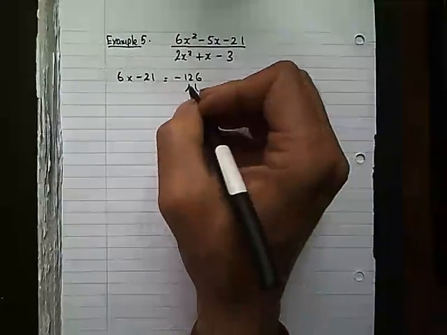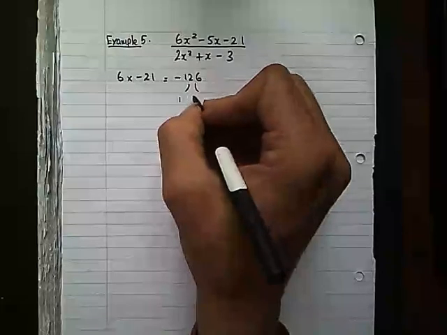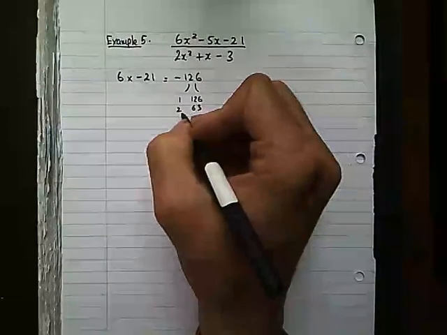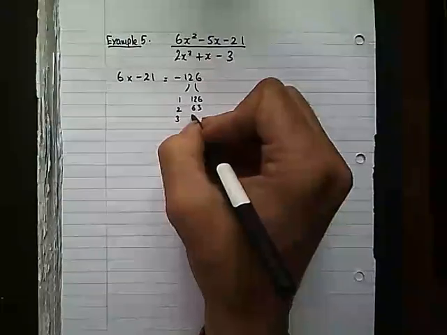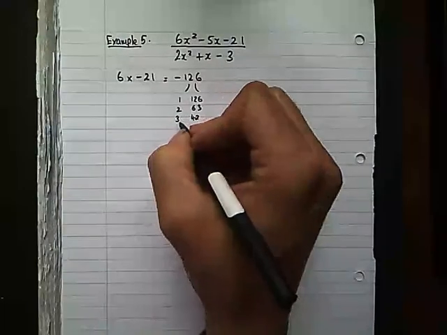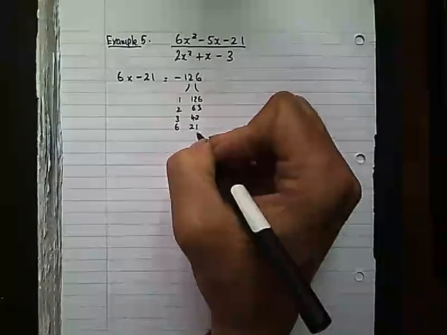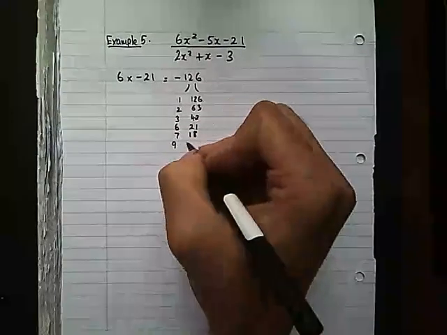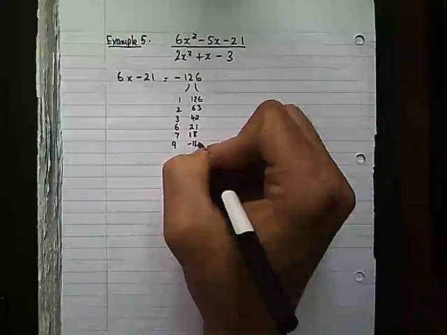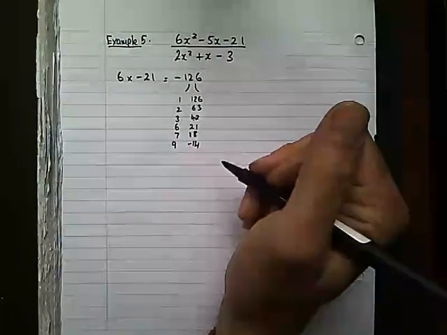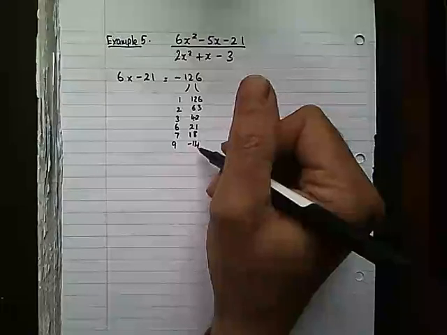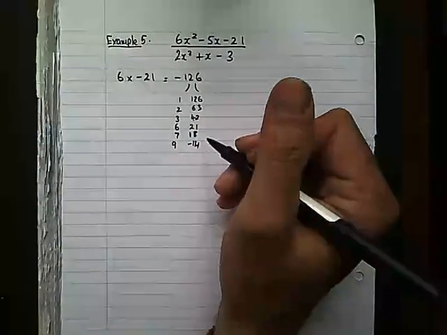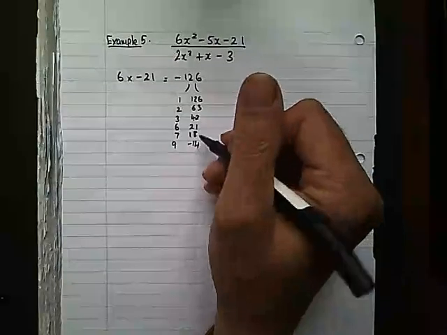Okay, so let's have a look at the multiples of that. So that's what we've got. We've got 1 and 126, 2 and 63, 3 and 42, 6 and 21, 7 and 18, and 9 and 14. And I think that is pretty much it. 10, 11, 12, 13, no, and then we're back to 14 as well.